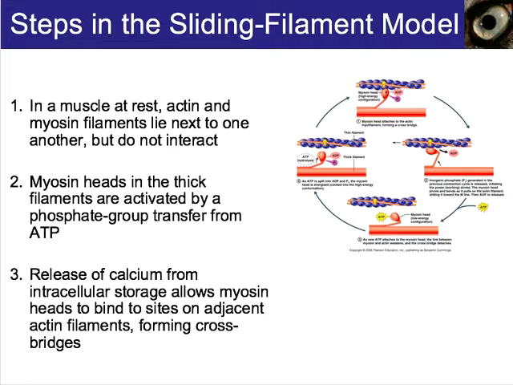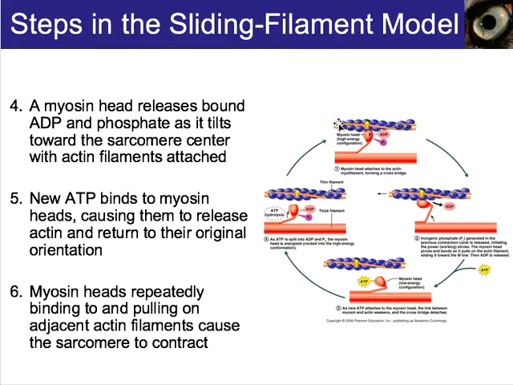Instead of me reading off the slide, I'm going to talk you through it. At rest, actin and myosin filaments lie next to one another, but they don't actually interact. Once the myosin gets ATP, which is energy, it's going to grab on to the actin and literally pull it in a direction to move your muscle. Then once it moves, it's going to release the ATP and wait for another shot of energy.